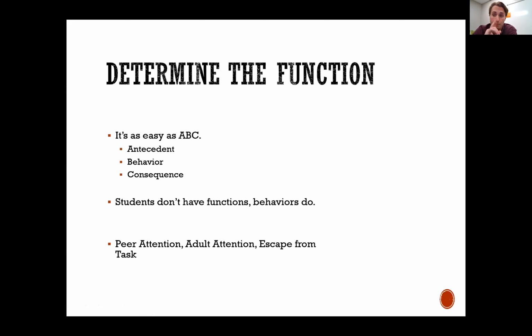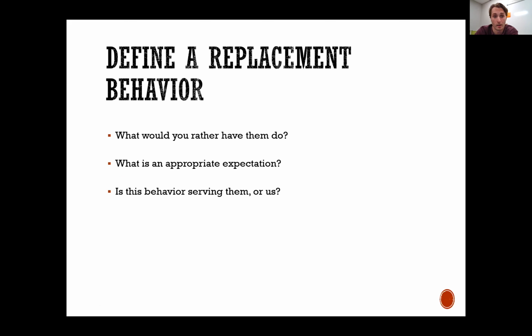Okay. Step one, we define the behavior. Step 2, we identify its function. This is where things get crazy. So now what you want to do is define a replacement behavior. If we have defined the behavior and we define the function, essentially what we've done is we've figured out that our student does this to get this. And whenever they do this, they get this thing. So our after school program, my classroom, my environment is teaching this kiddo that in order to get this, they need to do this. The question you ask yourself then is, what do I want them to do instead to get this thing? That's what we call a replacement behavior.